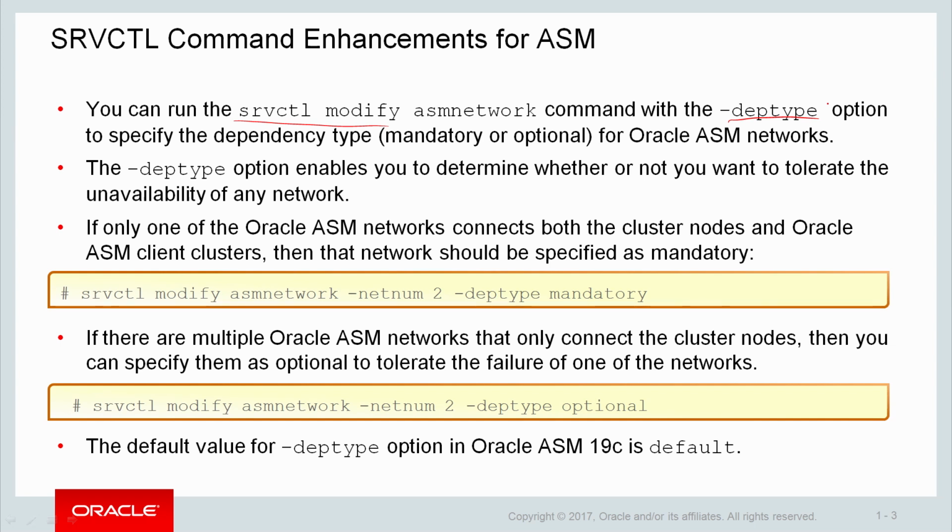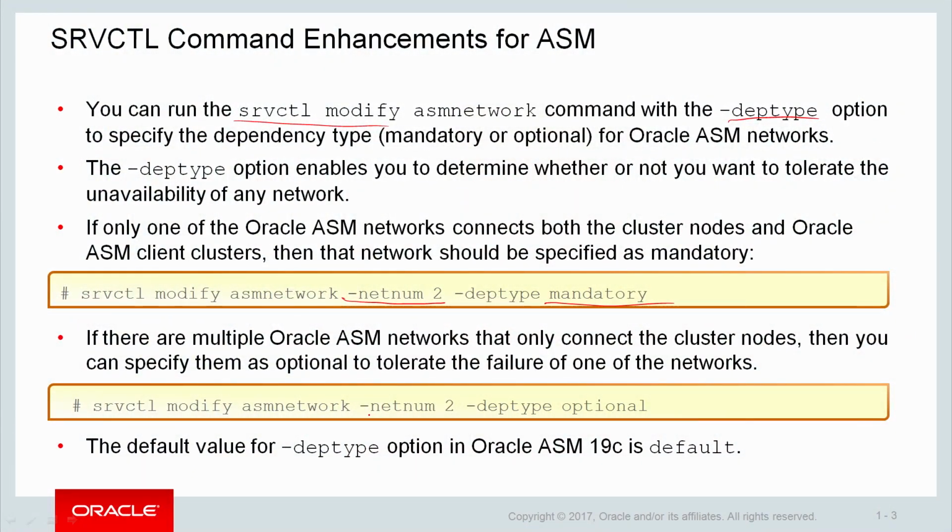So this -dep type option enables you to determine or flag whether or not you want to tolerate the unavailability of any network. If you have only the one Oracle ASM network connection between the cluster nodes and the Oracle ASM client clusters, then the network should be specified as mandatory. So we are setting ASM network net number 2 as a mandatory network. We cannot tolerate the failure of this network. If there are multiple Oracle ASM networks that only connect the cluster nodes, then you can specify them as optional to tolerate the failure of one of the networks. So here, net number 2 is being set as optional.